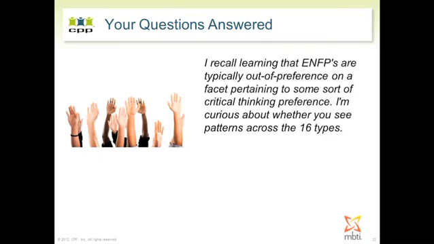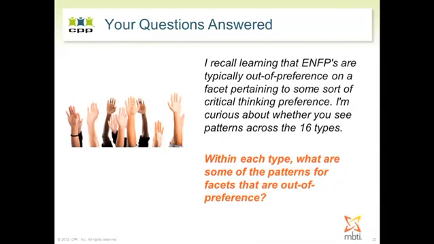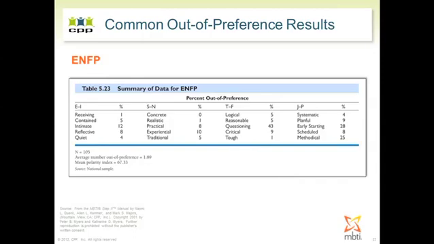Another great question. This particular person has seen ENFPs that may have a facet that relates to critical thinking. So they are curious about what patterns might evolve, or what patterns we see where it's common to have an out-of-preference characteristic. Again, the manual will give us some great examples of which facets are common to be out of preference. So let's look at the ENFP, since that is the particular question that was submitted. These are characteristics that we very commonly see out of preference.